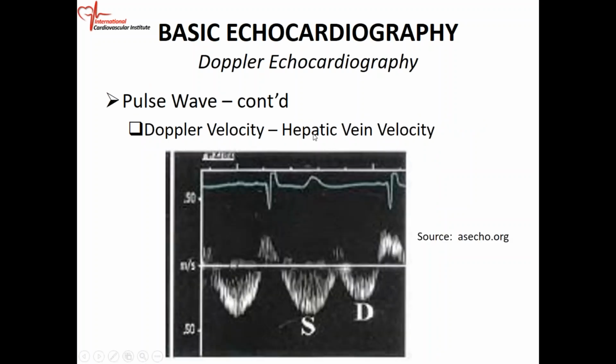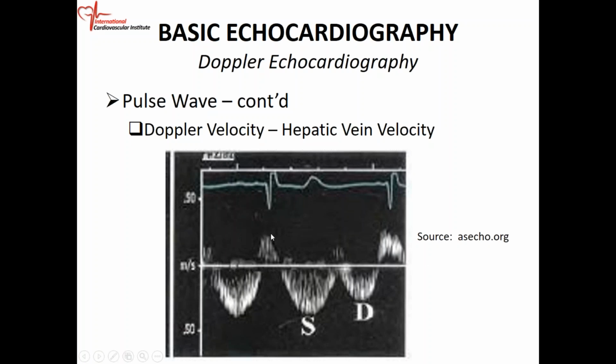This is our hepatic vein flow. So when you do your subcostal view, you know your IVC, inferior vena cava, drains into the right atrium. The hepatic vein drains into the IVC. It's actually moving away from the transducer. So this is your baseline.